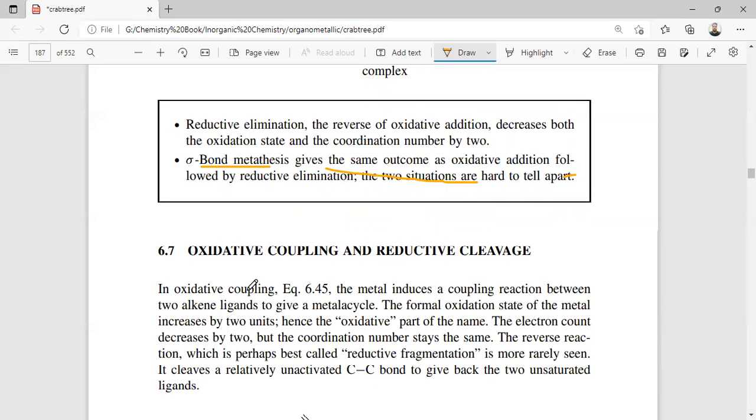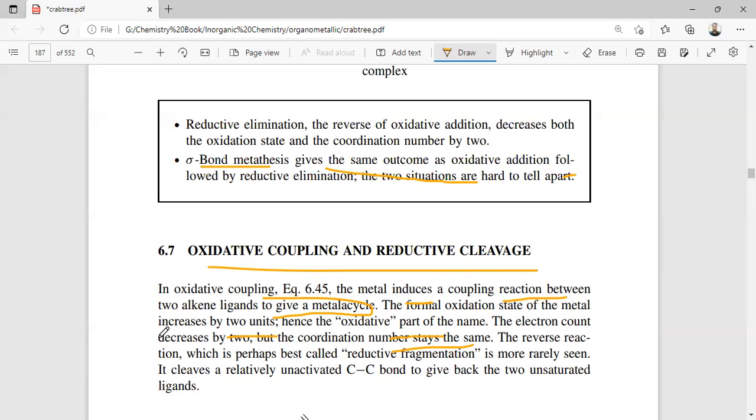Next, we will discuss oxidative coupling and reductive cleavage. So in oxidative coupling, the metal induces a coupling reaction between two alkene ligands to give a metallacycle. So the formal oxidation state of the metal increased by 2 units, and, as the oxidation part of the name suggests, the electron count decreased by 2, but the coordination number stays the same.